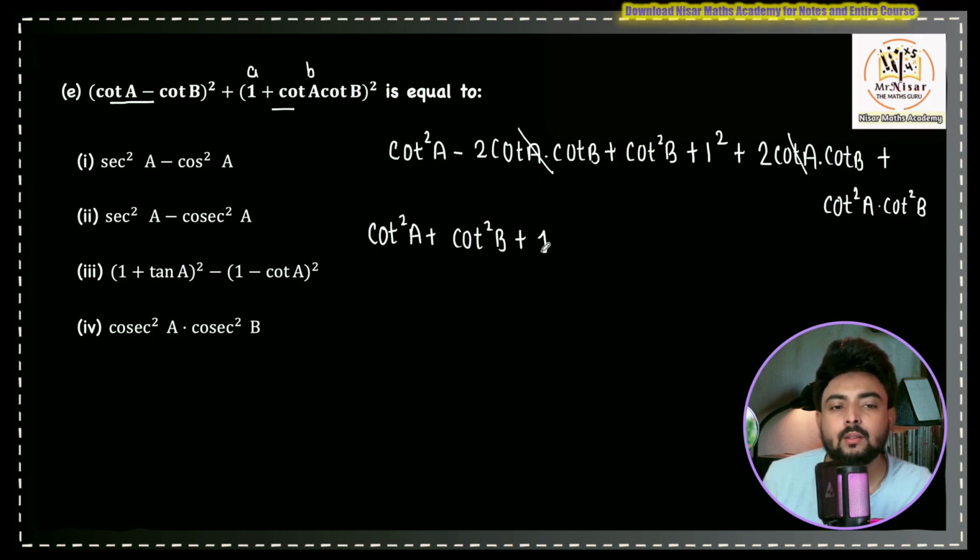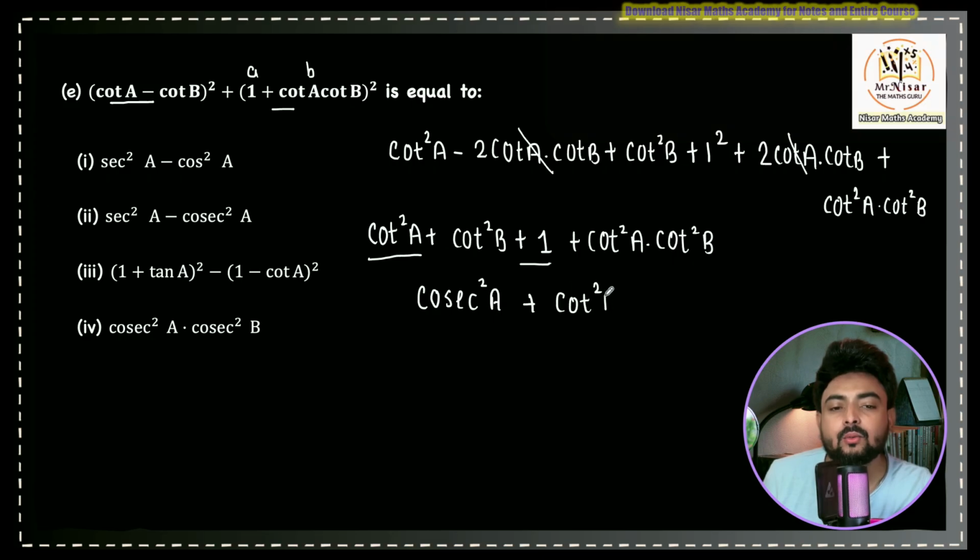plus 1 plus cot square a into cot square b. Then what we can do here children? See, here I can see that this is 1 plus cot square a. So 1 plus cot square a becomes what? 1 plus cot square a is cosec square a. And in the remaining terms, now what is remaining? Cot square b plus cot square a into cot square b. Here I can find that cot square b is common in both the terms. So I'll take that cot square b outside the bracket. What will remain here then? See, I am talking about this. I'll just change the color.